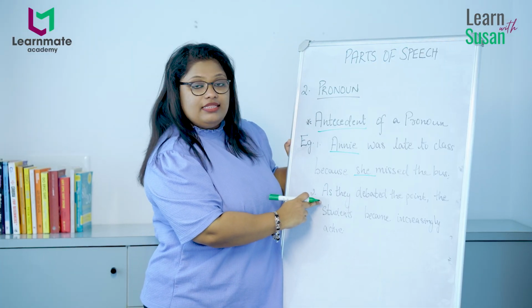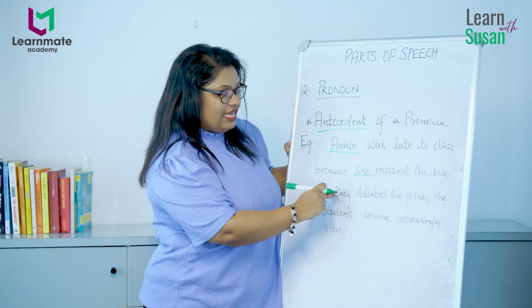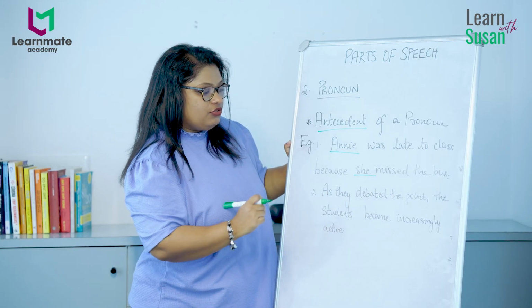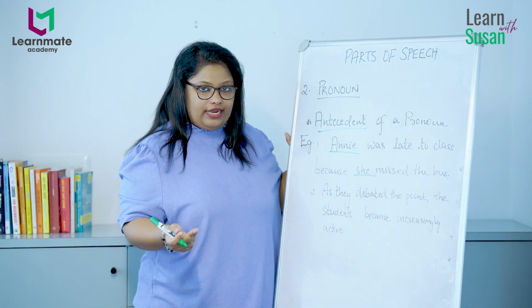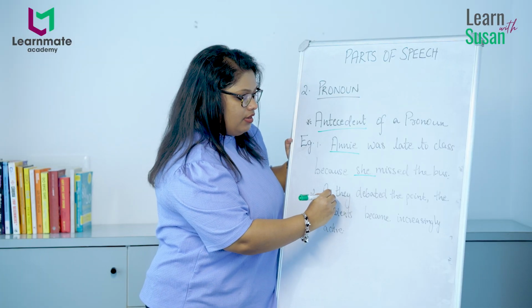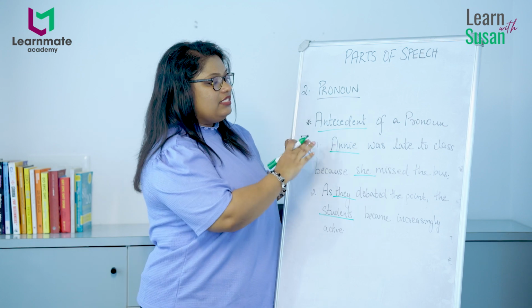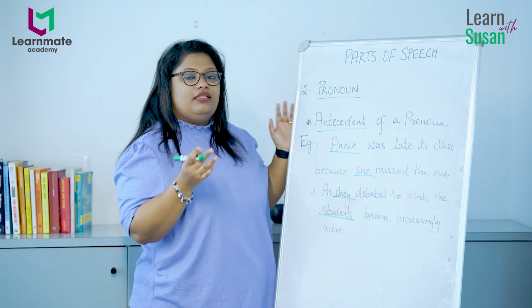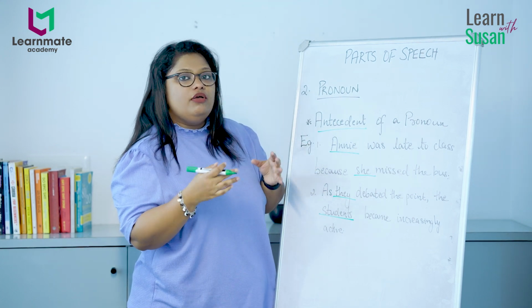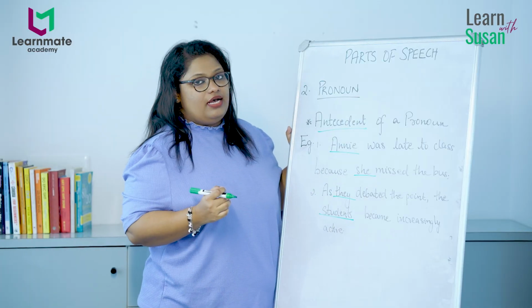So in this example here, as they debated the point, the students became increasingly active. So here the pronoun occurs in front of the noun. So antecedents are simply the nouns that the pronouns used in a sentence refer to.